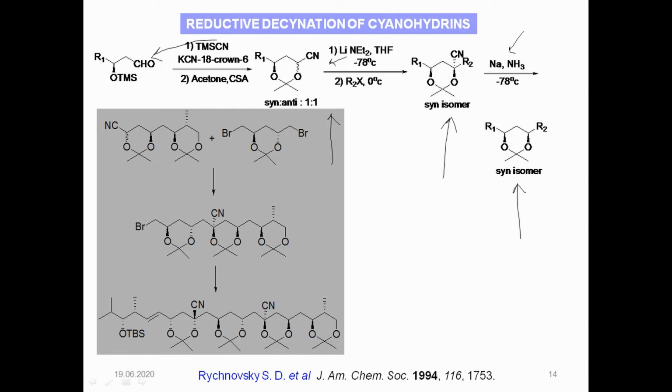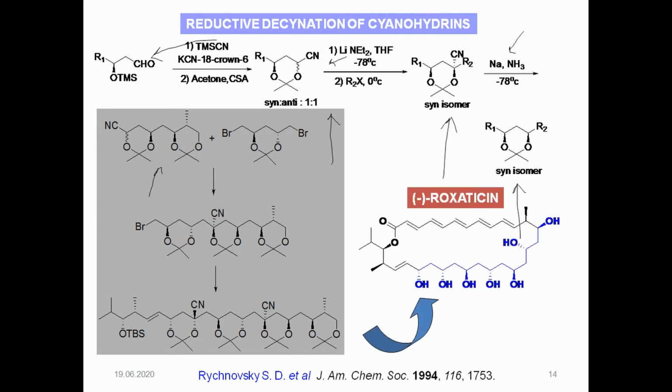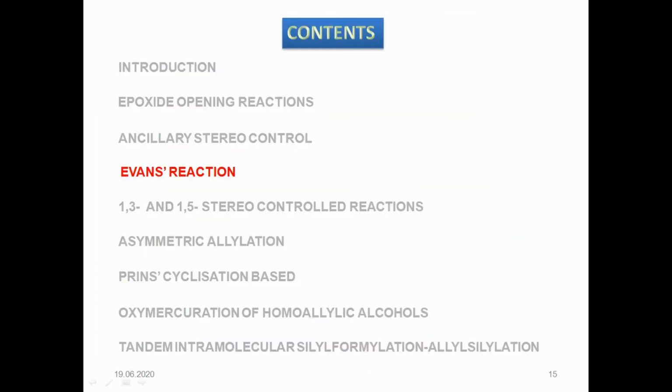Rychnovsky used this methodology in the same way. First he prepares this cyano compound, and he does alkylation using LDA on one side. So the first alkylation takes place in the first step. In the second step he takes the same cyano compound and again does the alkylation. After doing two alkylations, he removes the cyano group. He used this methodology in the synthesis of roxaticin.